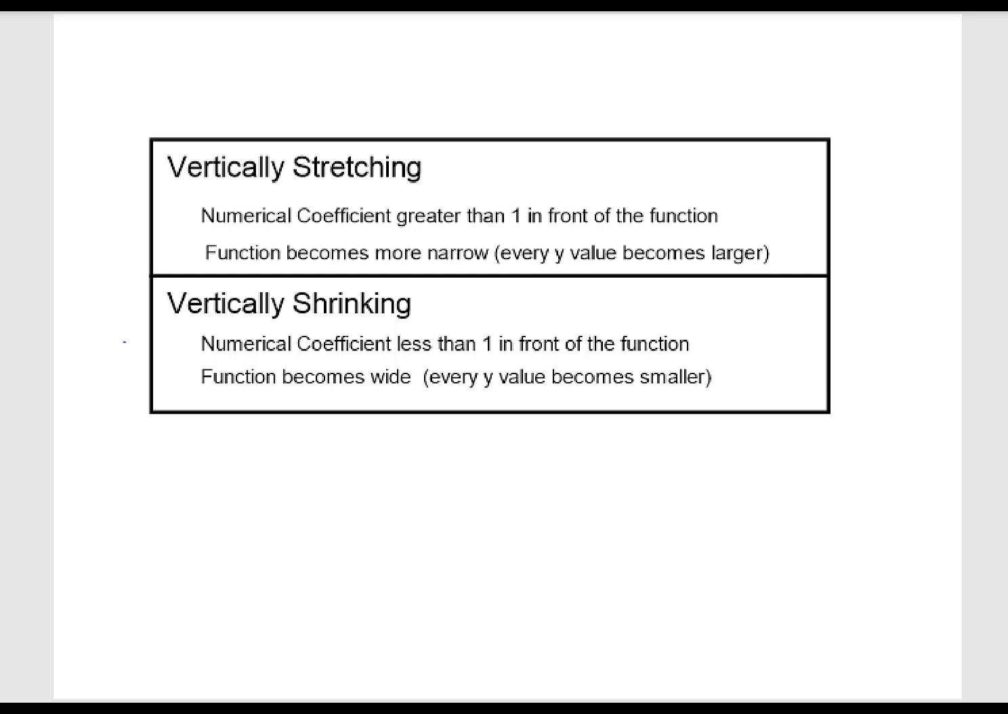If the numerical coefficient is less than 1 in front of the function, then the function becomes wider because every y value becomes smaller. That might seem a little backwards, but think as y's get larger, right, increase in height, so they go higher up on the y-axis, then that's going to narrow out my function. But if I multiplied it by a coefficient less than 1, then my y value is going to decrease, and so it flattens out that function.